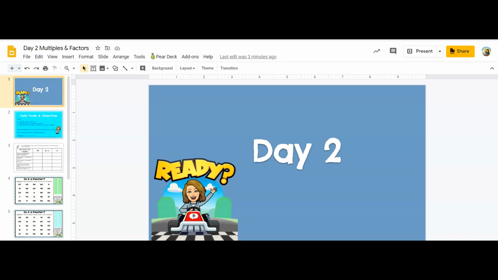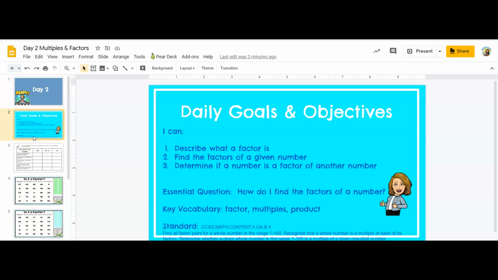Hi guys, today we're going to look at day 2 of multiples and factors. Let's take a look at our daily goals and objectives first. So today I can describe what a factor is, find the factors of a given number, and determine if a number is a factor of another number.